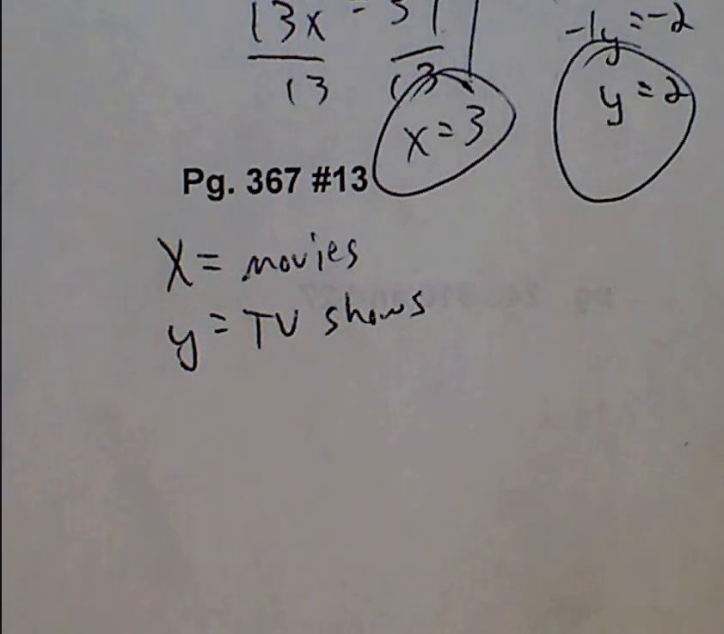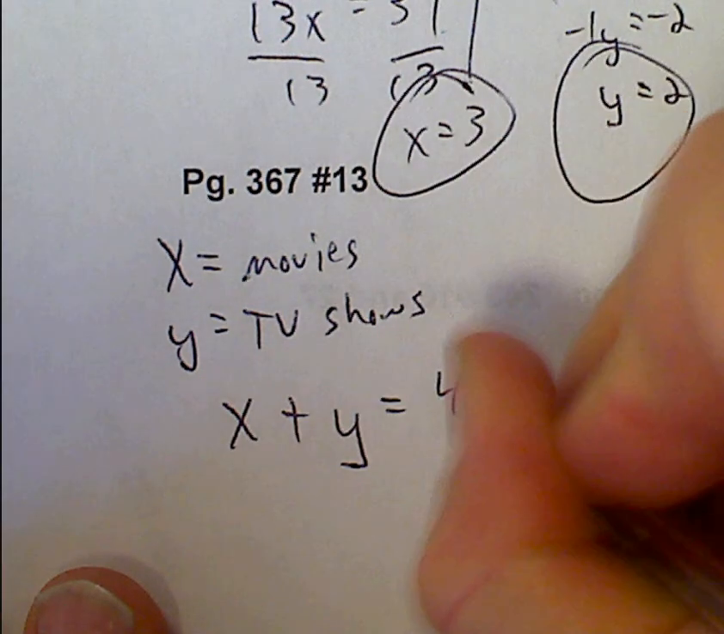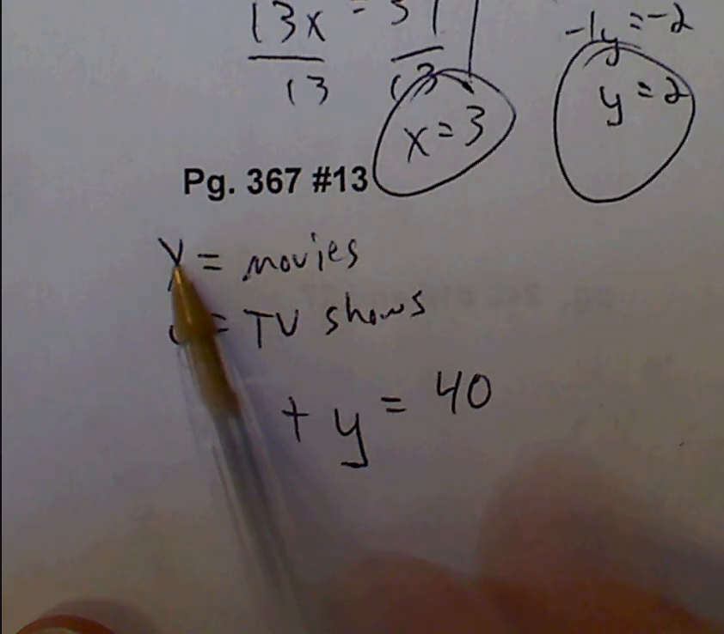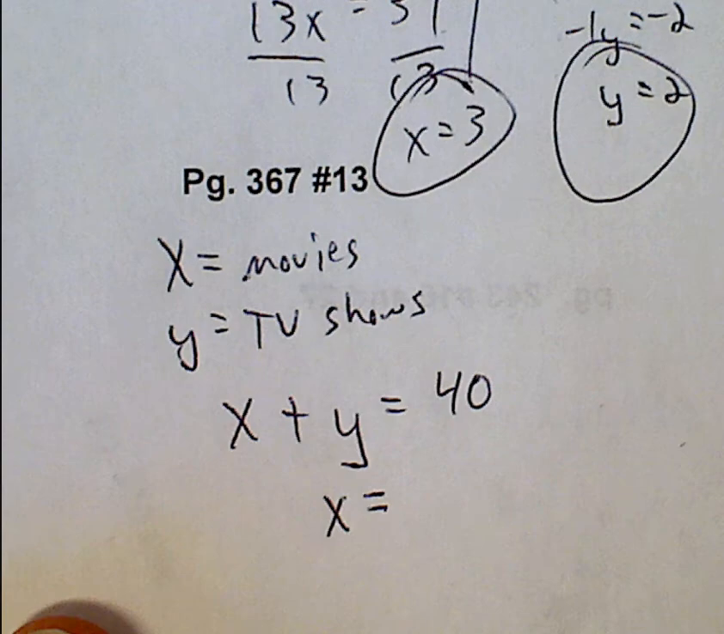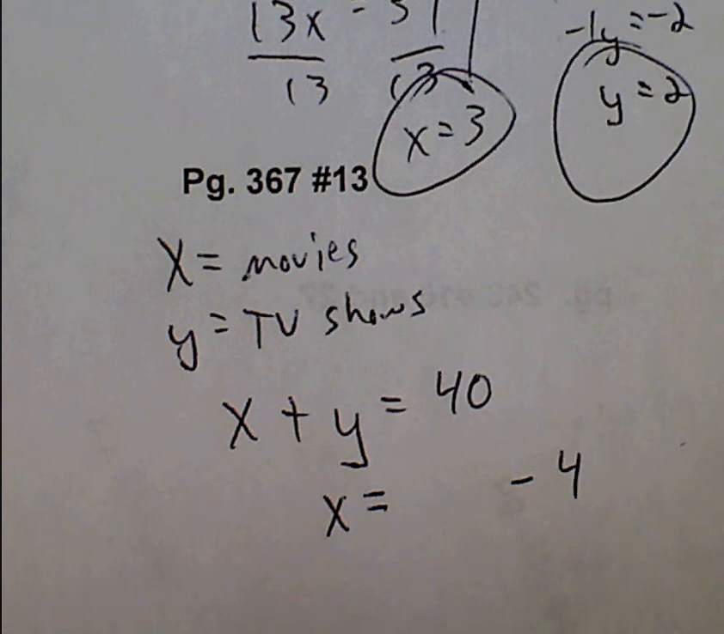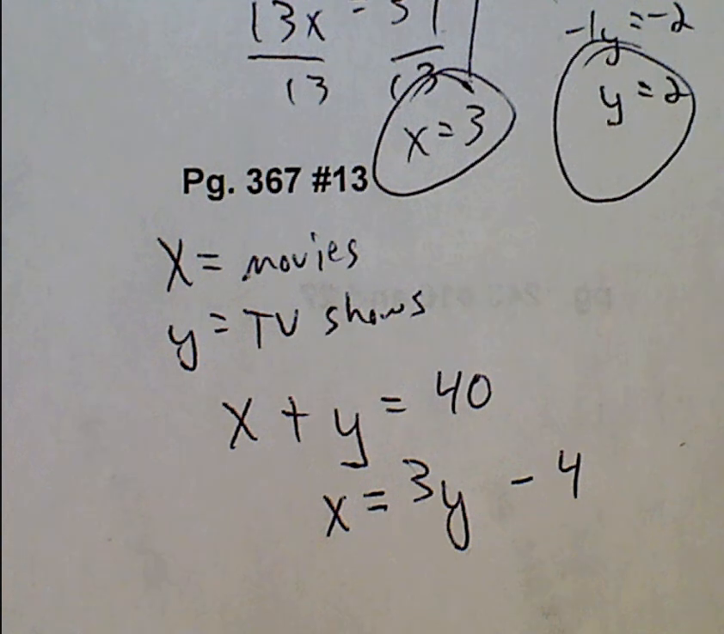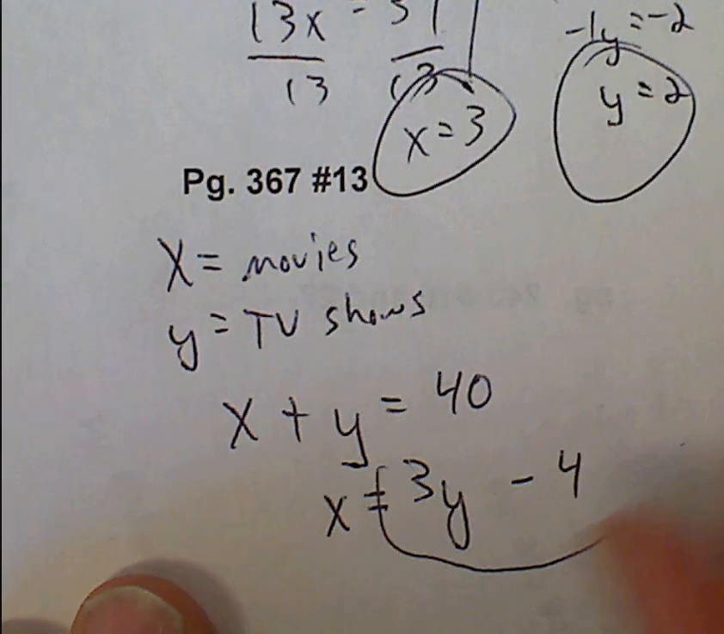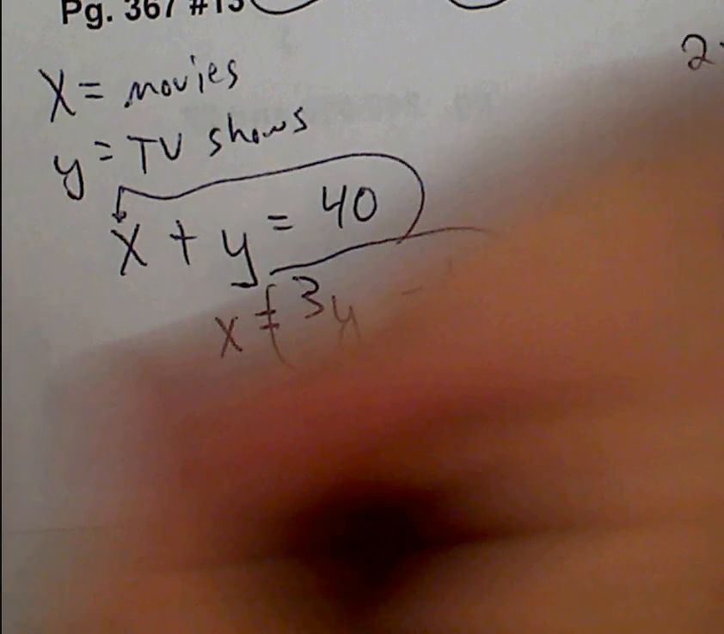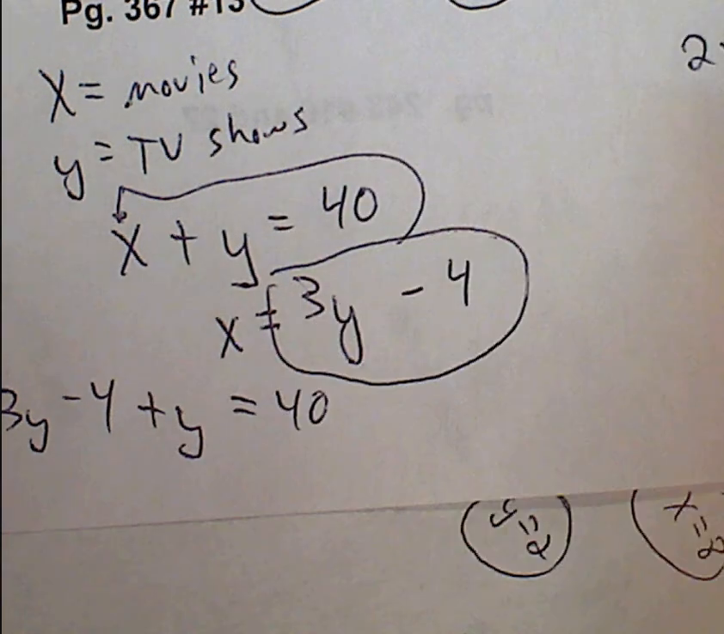The first sentence says we have a total of 40 DVDs, so that means a total of x plus y gives me 40. Then it says the number of movies, so my movies is x, so x is 4 less than, that means I subtract, put it to the back, 3 times the number of TV shows. Hey, there's my other equation. This is already set up to substitute, so I'm going to substitute. If I substitute, I get 3y minus 4 plus y equals 40.